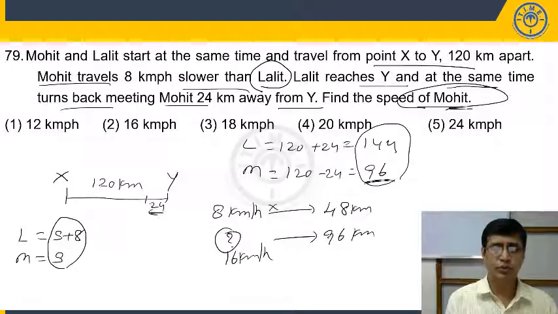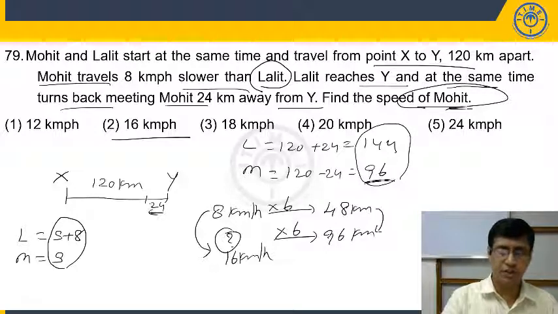So 8 into 6 is 48, so 16 into 6 is equal to 96. Or else you can say, what is twice of 48? 96. Twice of 8, 16. So what is the right answer? 16 km per hour. Okay. So the right choice is option 2.